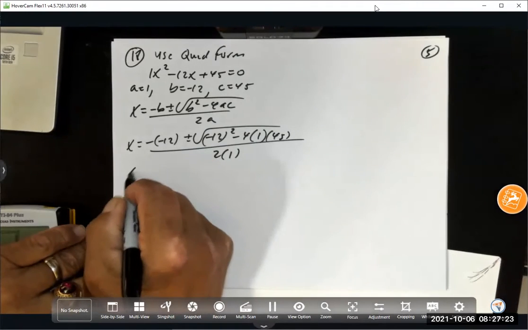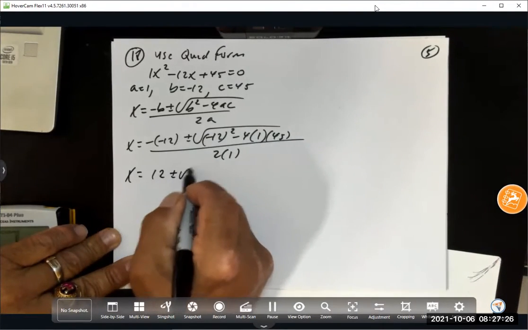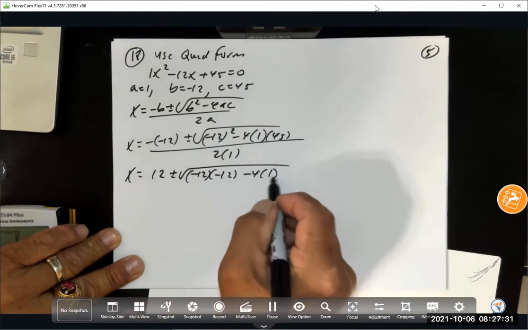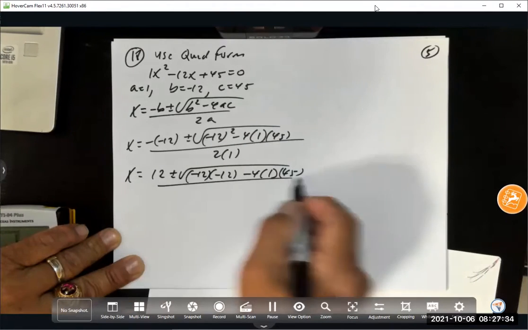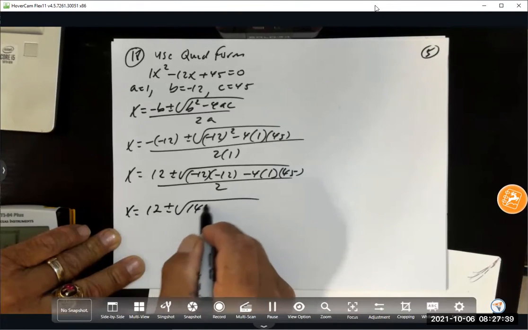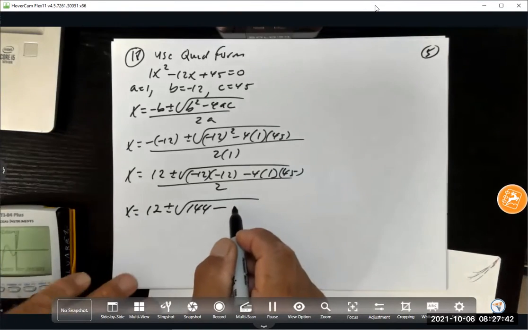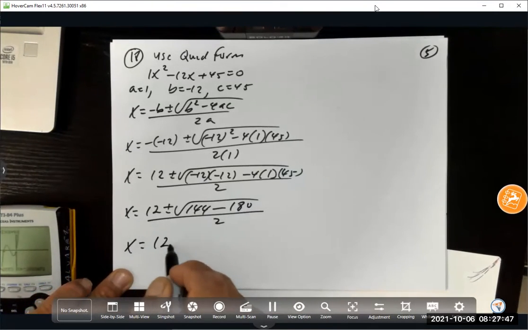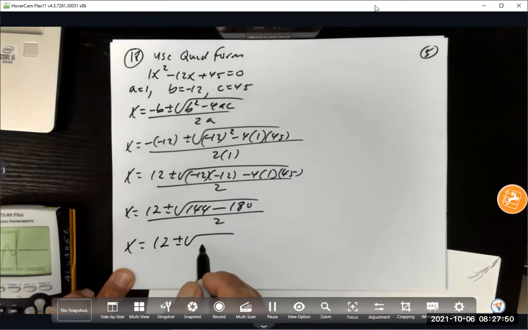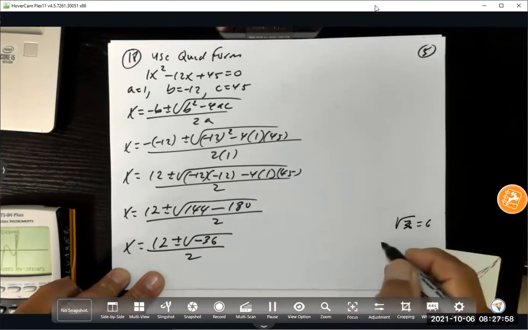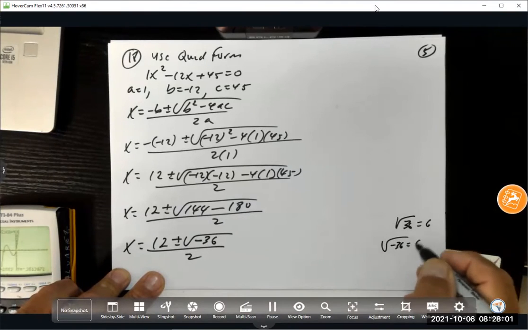So negative, negative, that's a plus. And this would be negative 12 times negative 12, minus 4 times 1 times 45. So now it looks like I have 144 minus 180 over 2. So this is going to be 144 minus 180, it's a negative 36, over 2. And if you take the square root of 36 regular, it's just 6. But if you take the square root of negative 36, you get to write 6i.